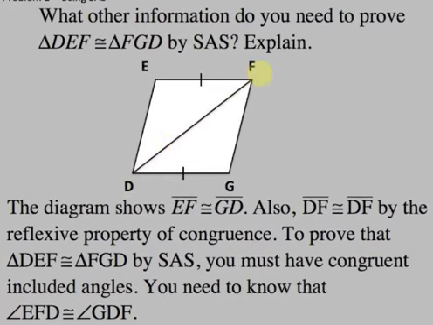In order to prove that triangle DEF is congruent to triangle FGD by side angle side, we must have congruent included angles. So we need to know that angle EFD is congruent to angle GDF.